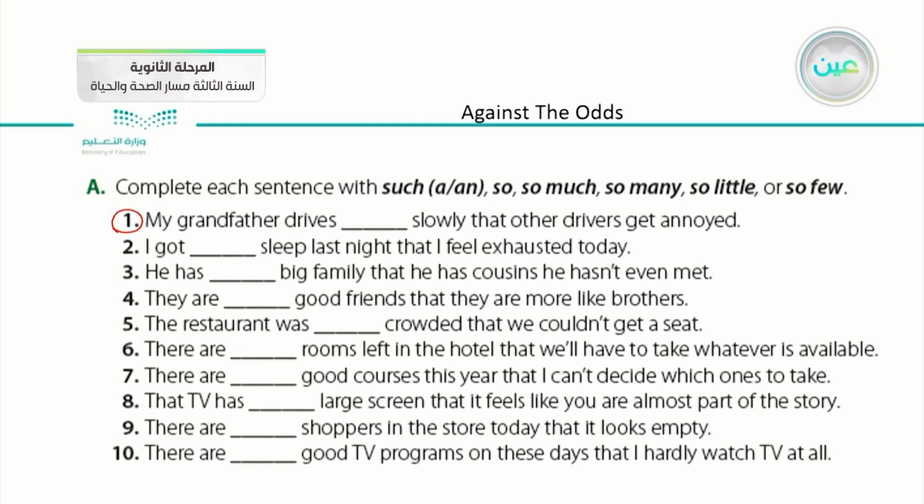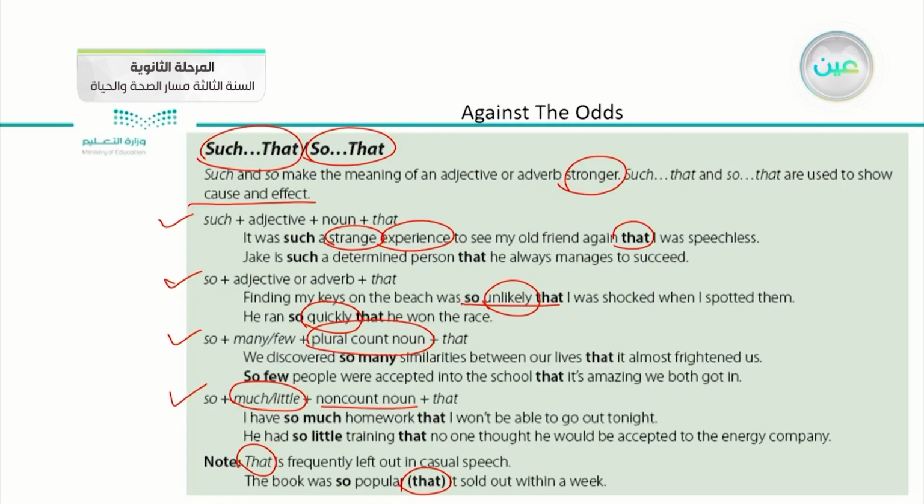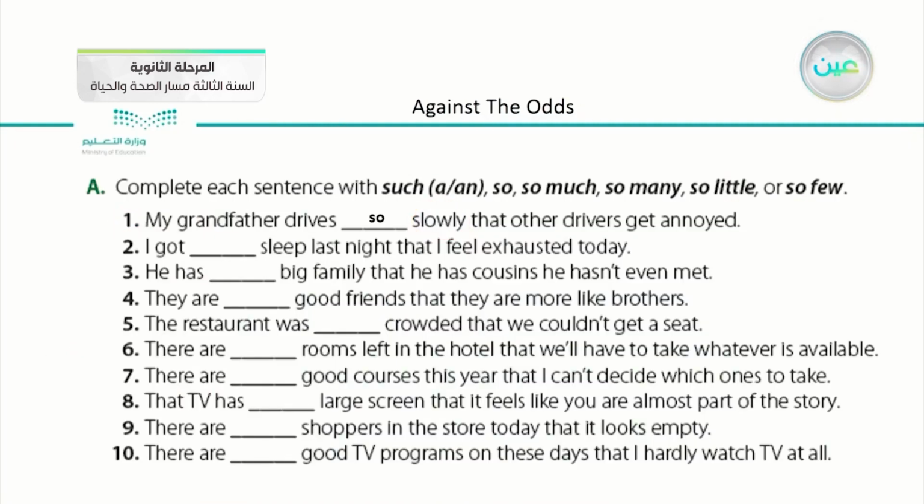We will try to answer the first question together so you understand how to get the proper answer from the previous rule. Number one, my grandfather drives slowly that other drivers get annoyed. The gap is followed by an adverb. In the previous page, we talked about adverbs, and we said that the word so comes before an adverb. So we say, my grandfather drives so slowly that other drivers get annoyed.